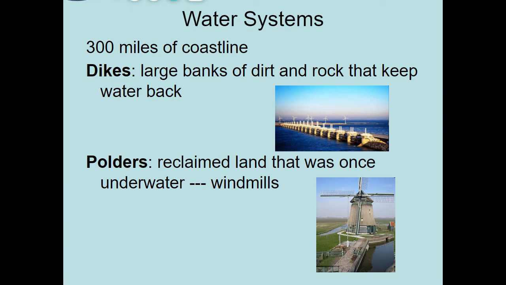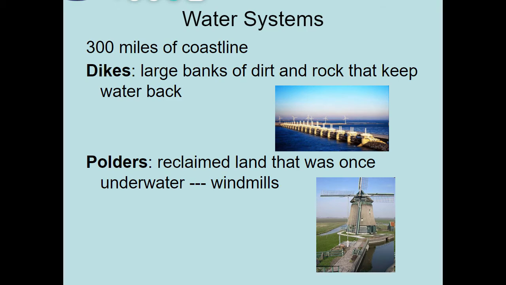And with the coastline, over those 300 miles, they've built dikes and polders. And dikes are large banks of dirt and rock that keep water back. So just off the coast, less than a mile off the coast, they build these dikes. And they use concrete and dirt to build them, but essentially they build a wall from the ocean floor up to the surface of the ocean, and it keeps the ocean current from moving in closer to land. So this is a way of controlling rogue waves and other things that would come in the ocean.